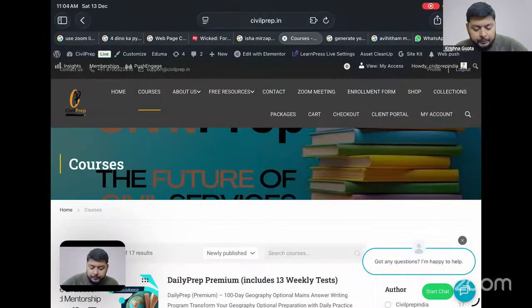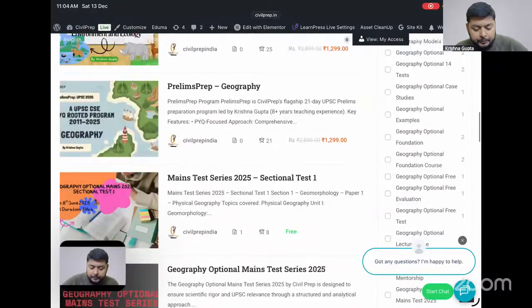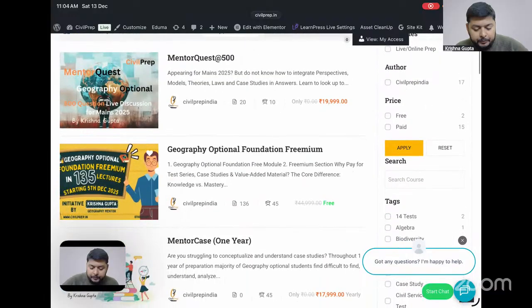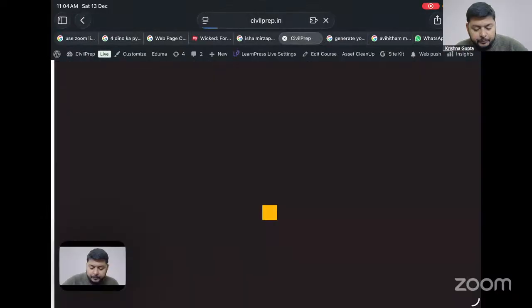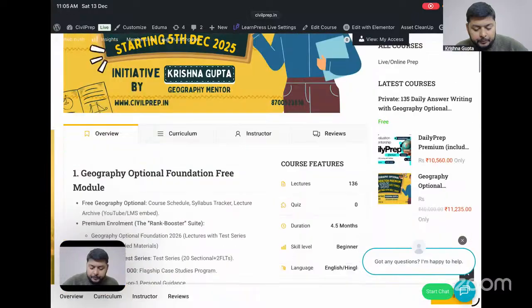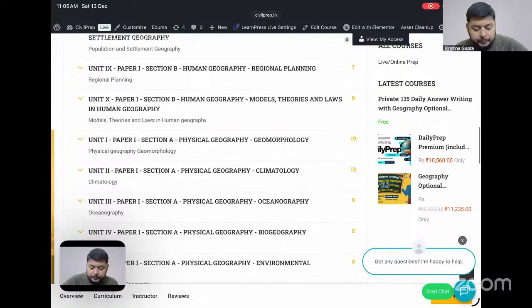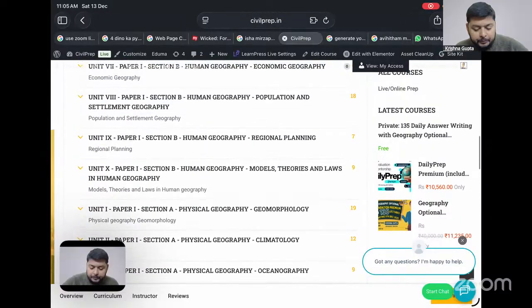When you come to this course, once you have enrolled, you will come to the down part and go to page 2. Under page 2, you have the Geography Optional Foundation Freemium course. You have to click on this Freemium course. Under this, you will get certain sections and the curriculum, where all the lectures of the various topics are provided.